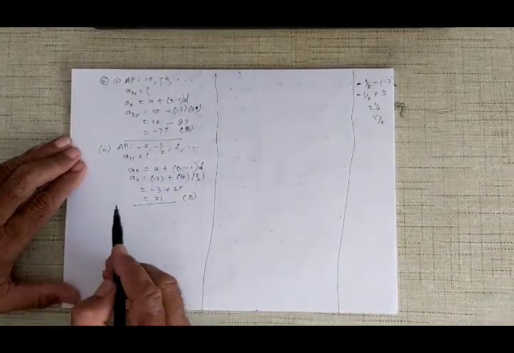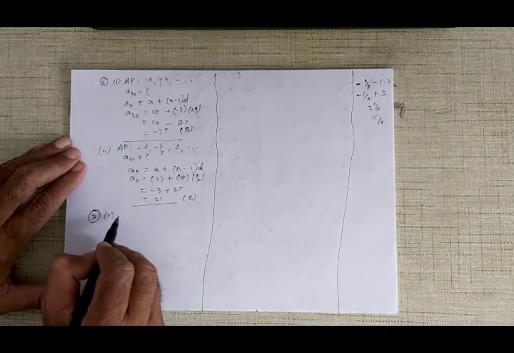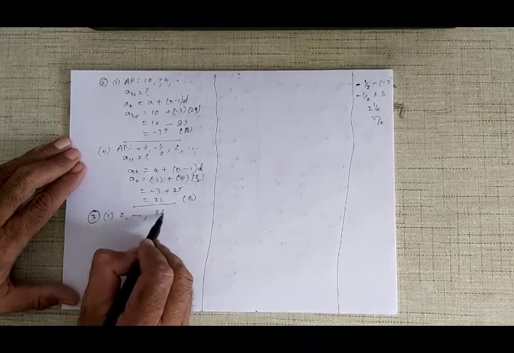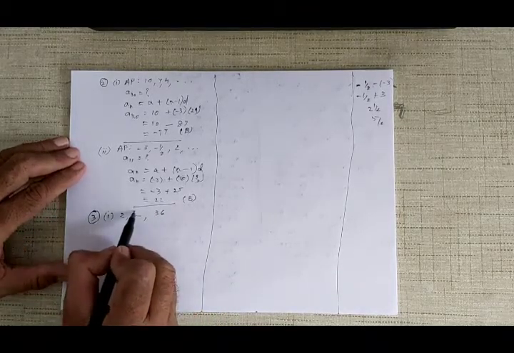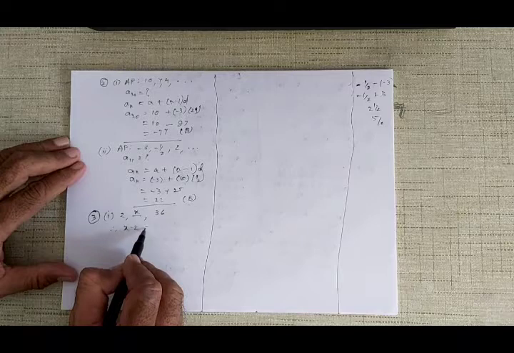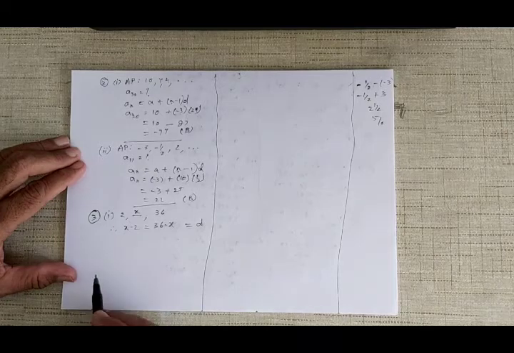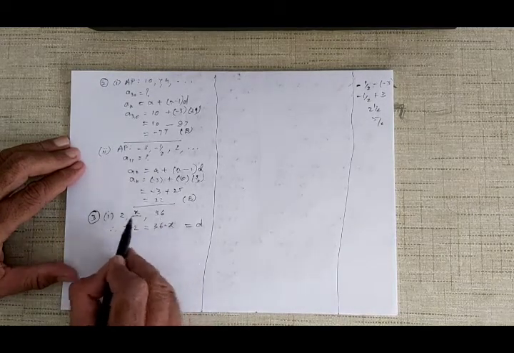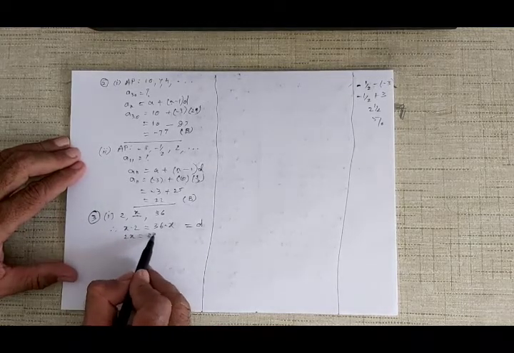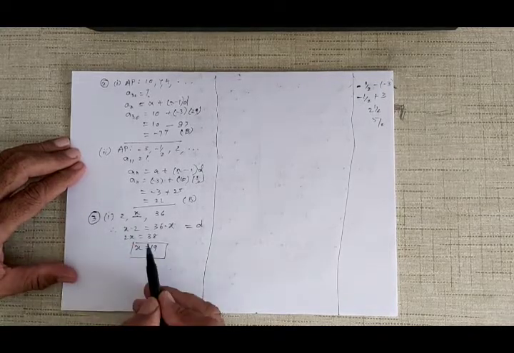Then question number 3. First one says 2, then there is a blank, and then there is 36. You want to find the blank. Now suppose the blank is x. Therefore x minus 2 will be equal to 36 minus x, and that will be actually equal to the common difference D. Take x on this side, you get 2x. Take 2 on this side, 38 comes. So x will be equal to 19. In other words, this is 19.